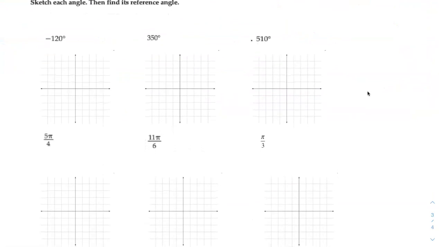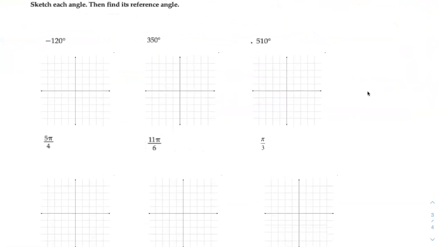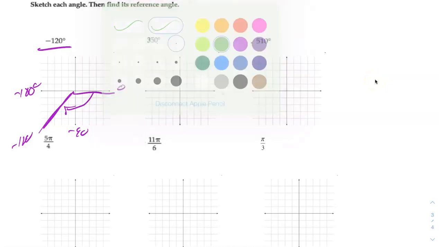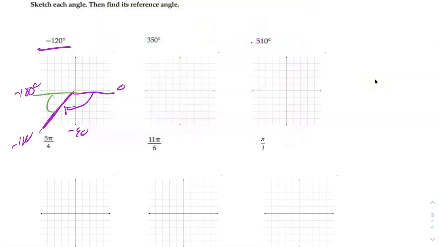We're doing some more sketching of the reference angle. More practice on this. This will become very helpful in a later lesson. This is why I spent so much time on this. Negative 120: 0, negative 90, negative 180, negative 120 is between these two. So around there somewhere is negative 120. I have to sketch it, then find the reference angle. I had to do that earlier and I just didn't. My mistake. So 180 and 120 is 60 degrees apart. So that's my reference angle.